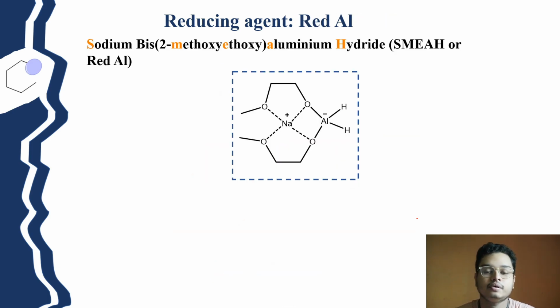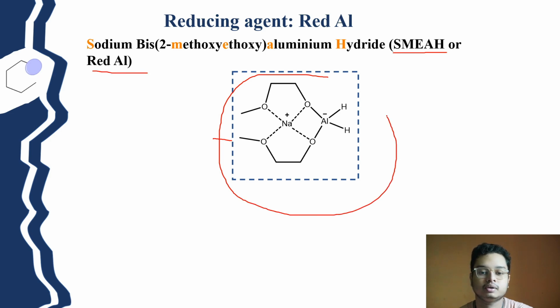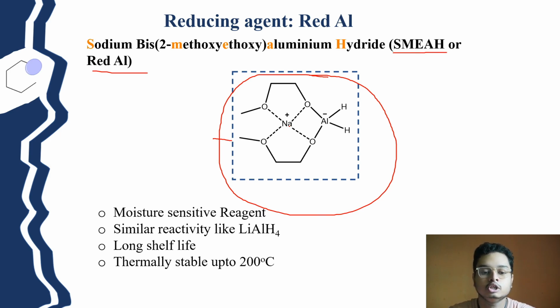Now let us talk about a similar kind of reducing agent, that is Red-Al. Red-Al, the full form is sodium bis(2-methoxyethoxy)aluminium hydride, or it can be termed SMEH or Red-Al. And the structure of this compound is this. It shows reactivity similar to lithium aluminum hydride. However, it will also show some different reactivity that I will discuss in the next slide.